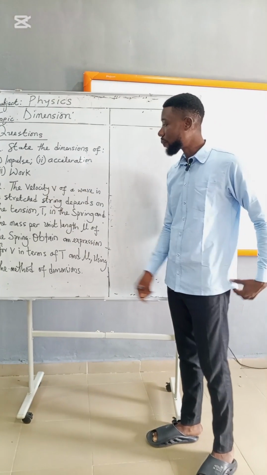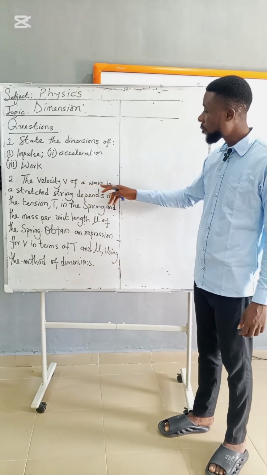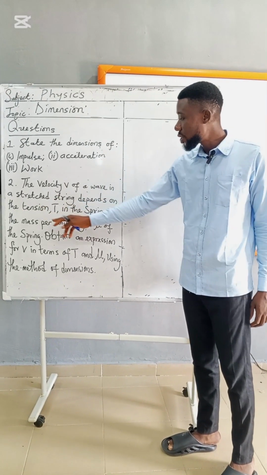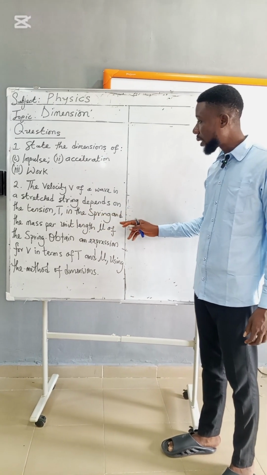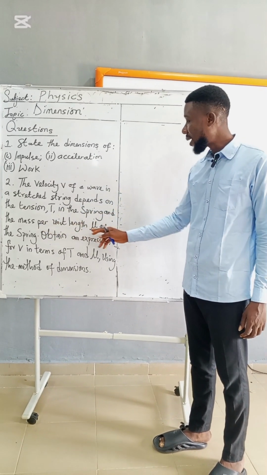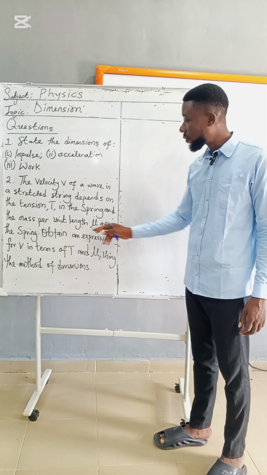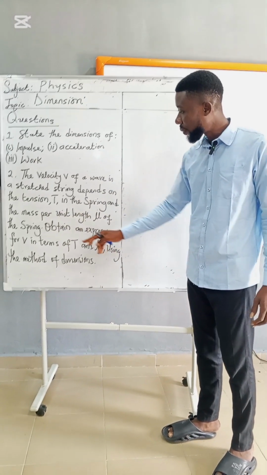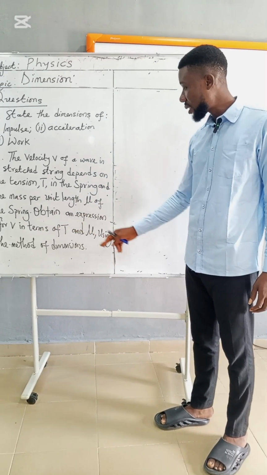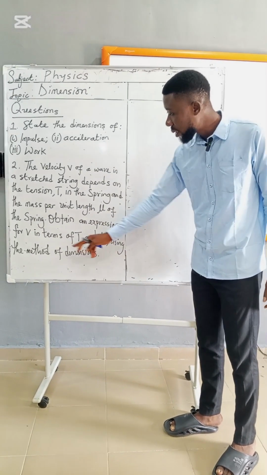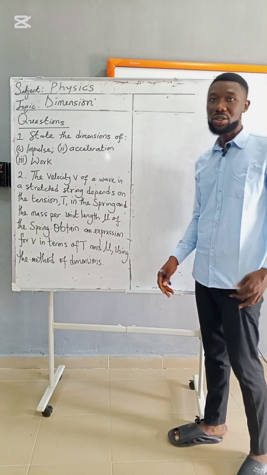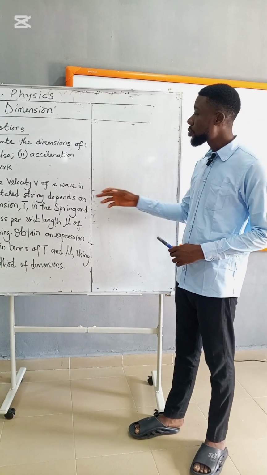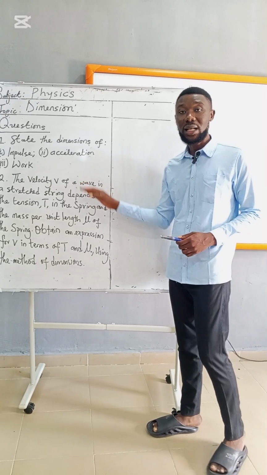Now, question number 2. It says the velocity v of a wave in a stretched string depends on the tension T in the string and the mass per unit length mu of the string. Obtain an expression for v in terms of T and mu using the method of dimensions. Using the method of what? Dimensions. Okay, to solve this, we're going to first of all start by analyzing the question.